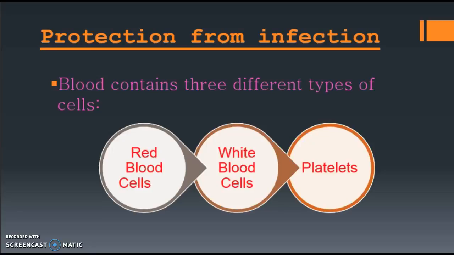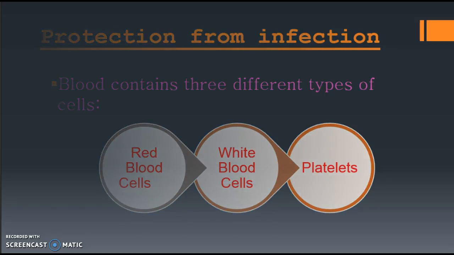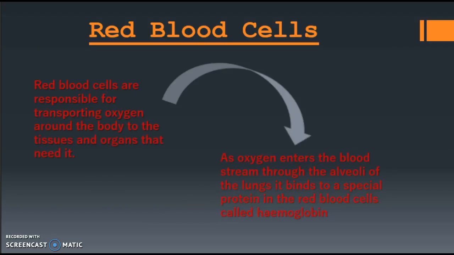So now we're moving on to protection from infection. And this is where we talk about the blood containing three different types of blood cells. So we have red blood cells, white blood cells, and platelets. So the first cells we're going to be talking about are red blood cells. So these red blood cells are responsible for the transportation of the oxygen around the body to the tissues and the organs that need it.